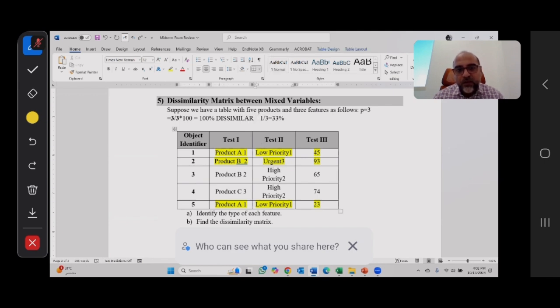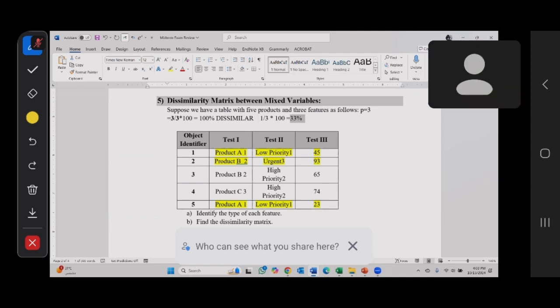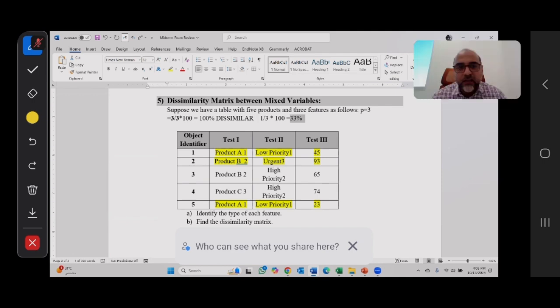So what about the first one and the fifth one? How many were different? Only test 3 was different, right? So only 1 out of 3 was different. So 1 out of 3 into 100, so 33%. So there's only 33% difference between 1 and 5, right? So you understand how we are calculating that?